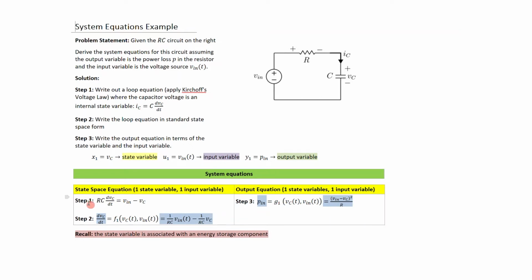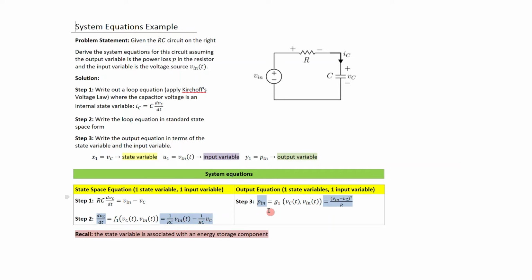So for step 1, what do we have here? The voltage across the resistor would be I times R, but I is C dVc by dt. So the voltage across the resistor is the difference between these two voltages, which is shown here. Now, state space form means that we only have the derivative, so we have to divide through by RC on both sides, which is why we get this expression. And if you put it in the standard form, this would be a function of V of C of t and a function of V in of t, and sure enough, that's what it is.